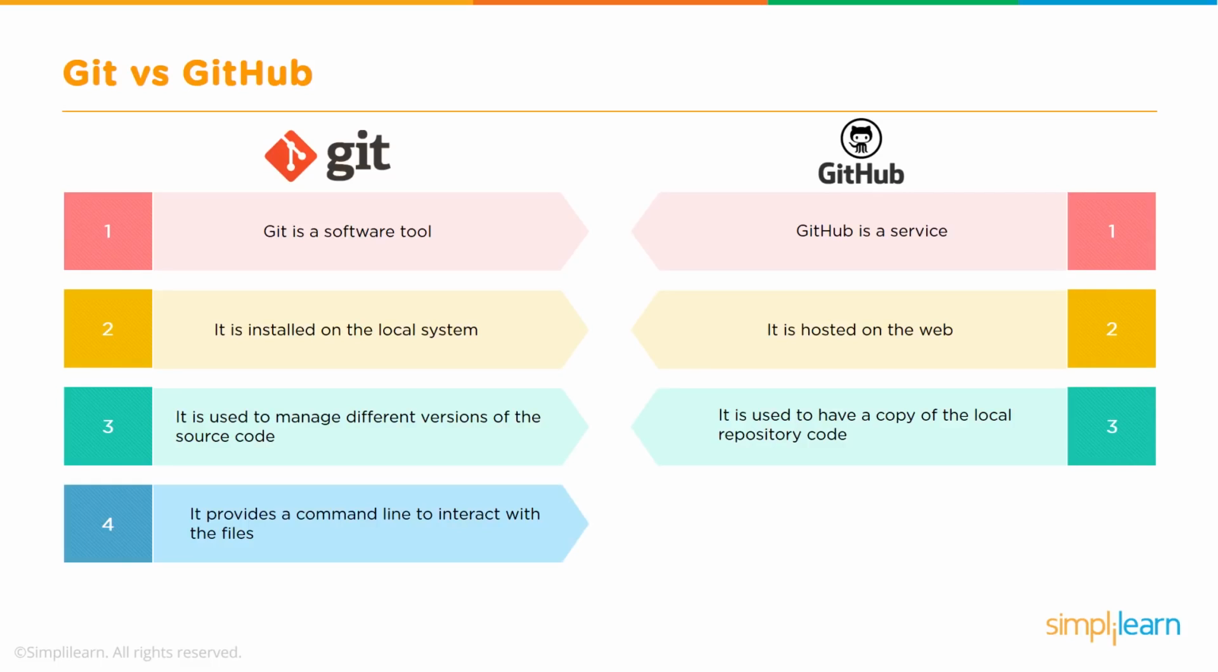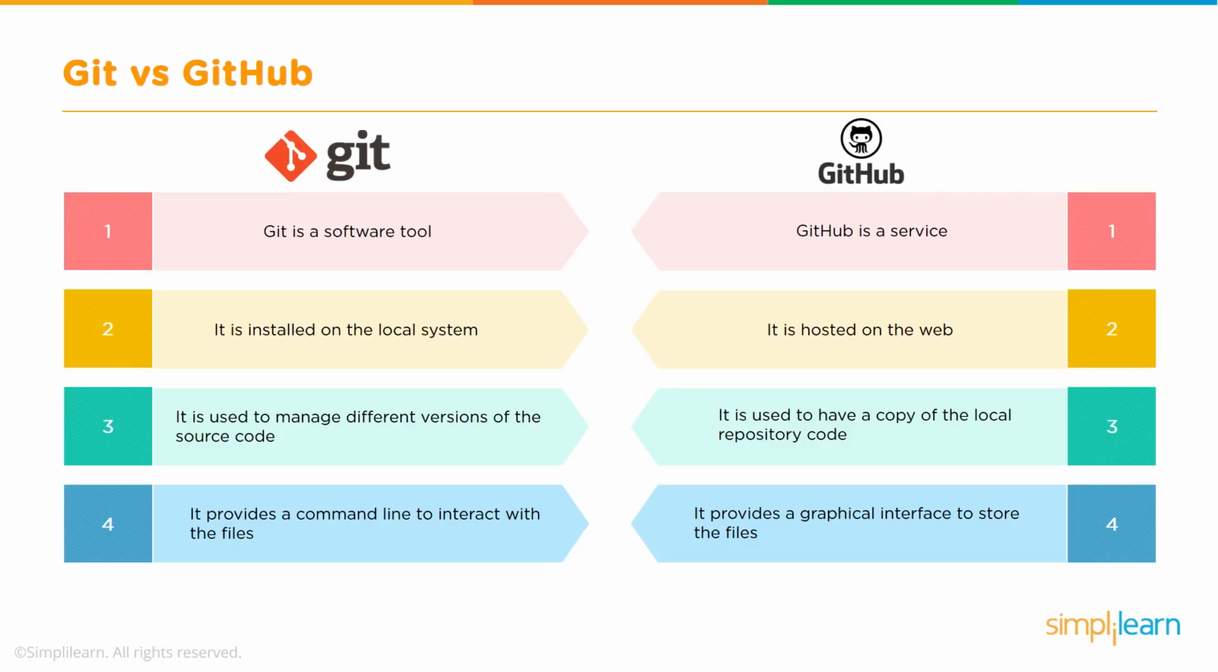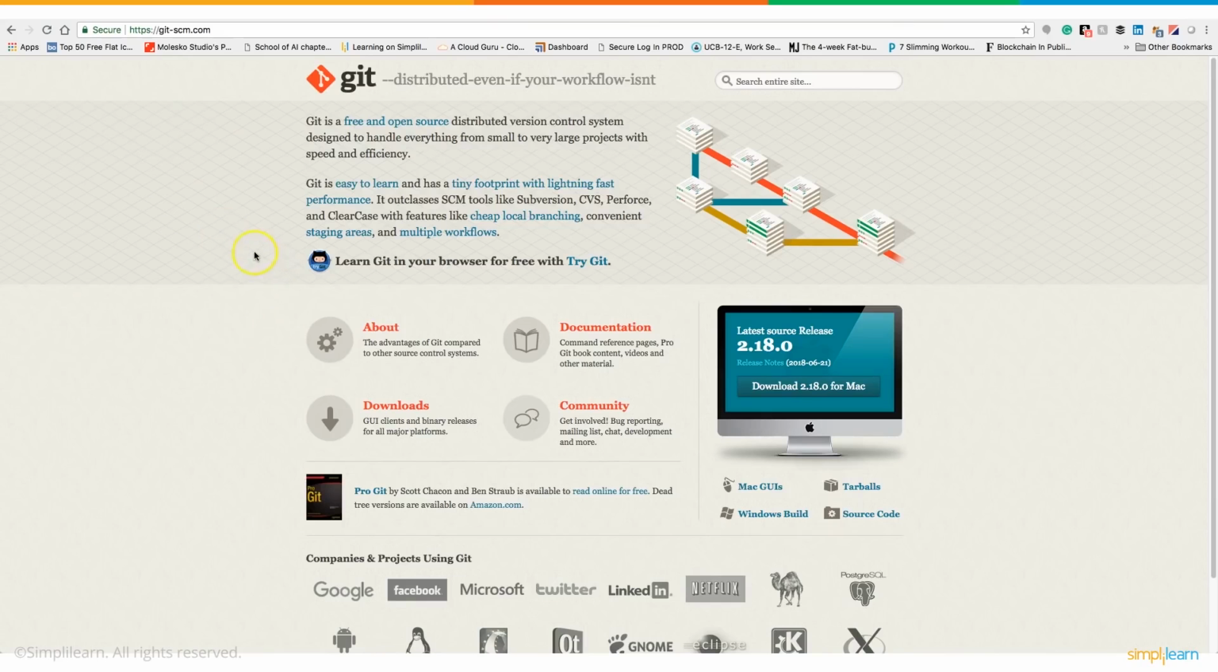Git provides command line tools that allow you to interact with your files, whereas GitHub has a graphical interface that allows you to check in and check out files. So let me just show you the two tools here. Here I am at the Git website, and this is the website you would go to download the latest version of Git. And again, Git is a software package that you install on your computer that allows you to be able to do version control in a peer-to-peer environment.